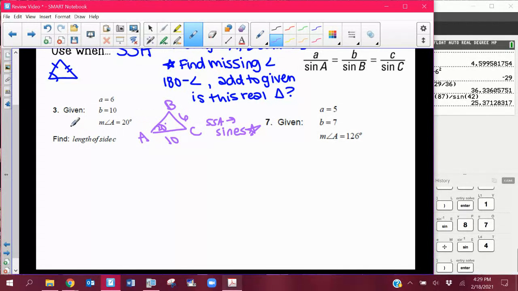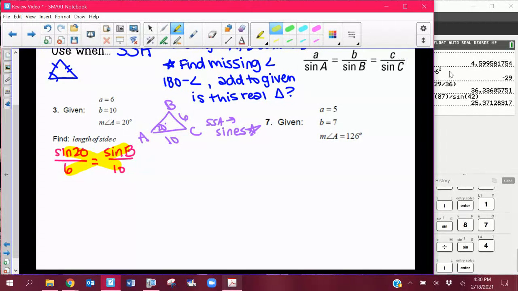So when I set this up, again, just set up with whatever you know. In this case, because I know side B, I'm going to be looking for angle B, even though they told me I want to find side C. Okay, I have to go through some extra steps here. So I'm going to set up what I know. I know that I have the sine of A over A, and then I'm given this side B. So I'm going to be looking for the sine of B. Okay, I'm going to cross multiply this and get a sine of B.